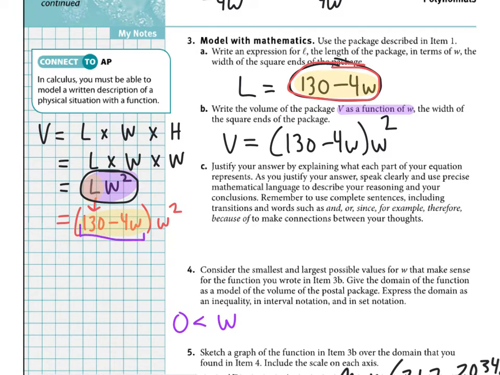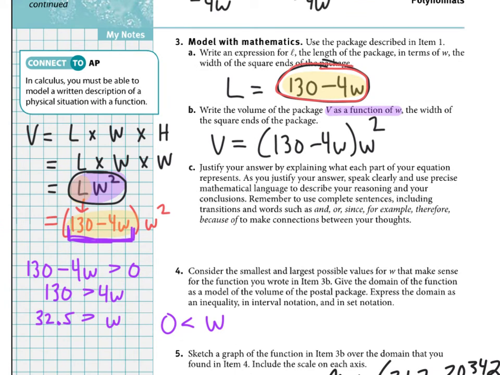The other thing is there's a certain maximum, and the trick to finding that is this expression, the 130 minus 4w, that is the length, right? The length can't be negative either. So 130 minus 4w must be greater than 0. If we solve that, I'm going to add 4w to both sides. 130 is greater than 4w. When I divide both sides by 4, I get 32.5, so that 32.5 must be greater than W.